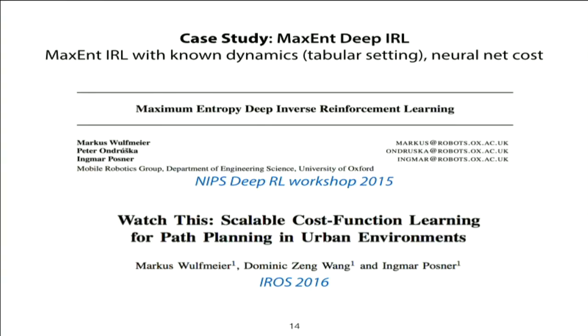A paper that did this, I guess there are two papers. The first paper that proposed the initial algorithm appeared in the DeepRL workshop in 2015. This is work that was done at Oxford. And then they applied this to some path planning in urban environments that I'll talk about in a little bit. The setting is still known dynamics with discrete states and actions, the tabular setting, and we're going to use a neural network to represent the cost function.